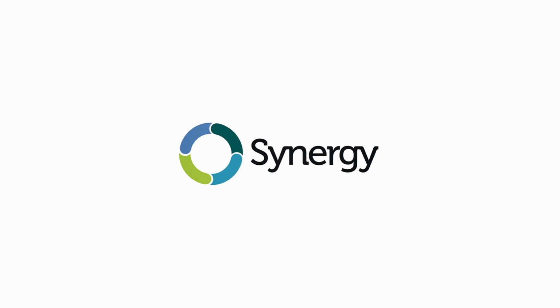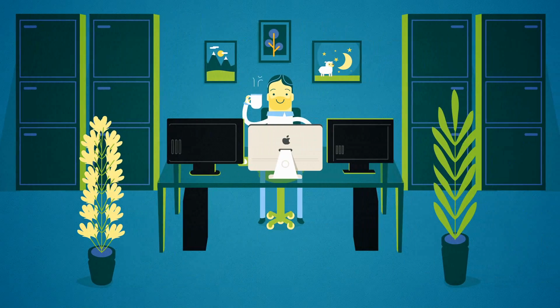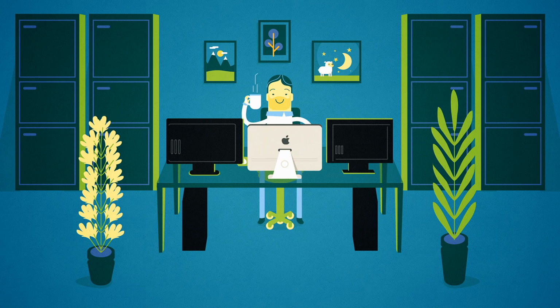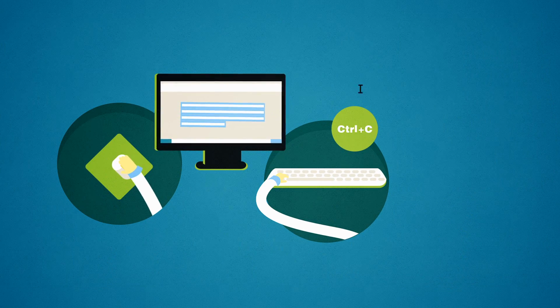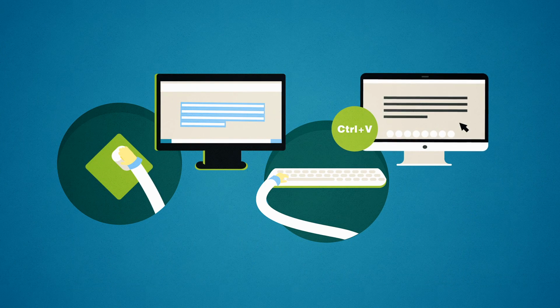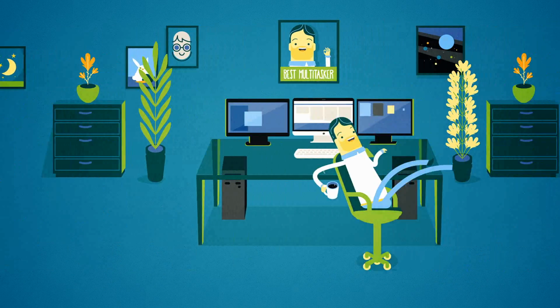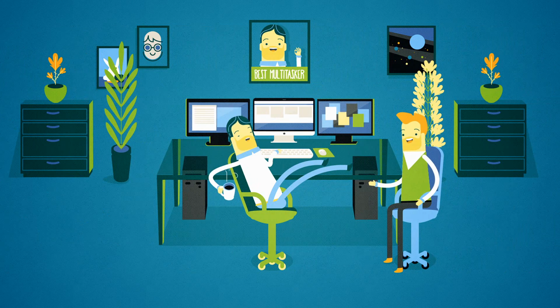He simply uses Synergy, software that's easy to download and configure. Synergy allows Bob to use his computers together in one cohesive experience. And it's not just about sharing your mouse and keyboard. You can copy and paste between computers too. Thanks to Synergy, Bob is the most efficient multitasker at his company.